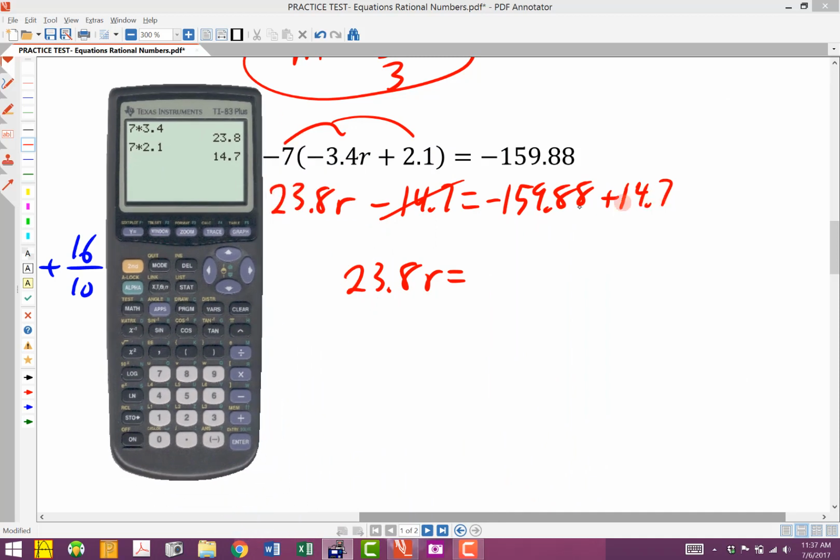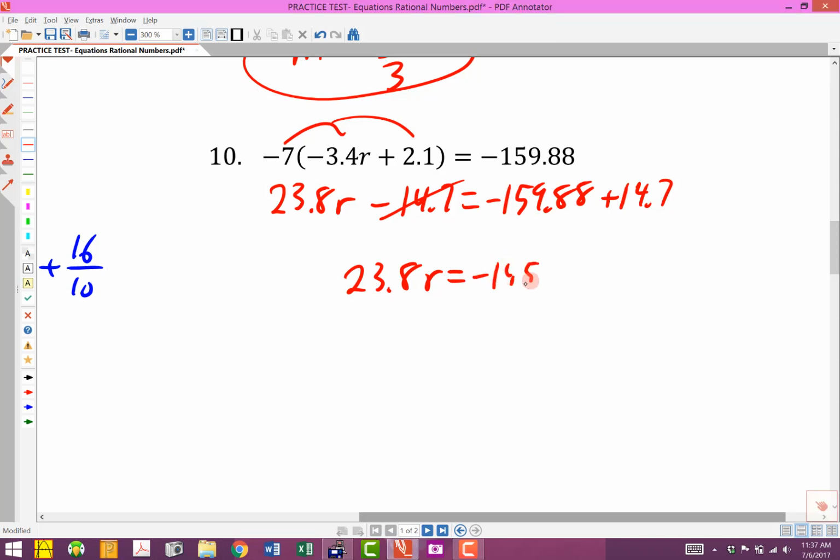We've got the 14.7, and then I'm just going to write minus 159.88. So we get negative 145.18. Okay, and then of course we're going to finish this off by dividing both sides by 23.8. So 23.8, and let's see what we get here.